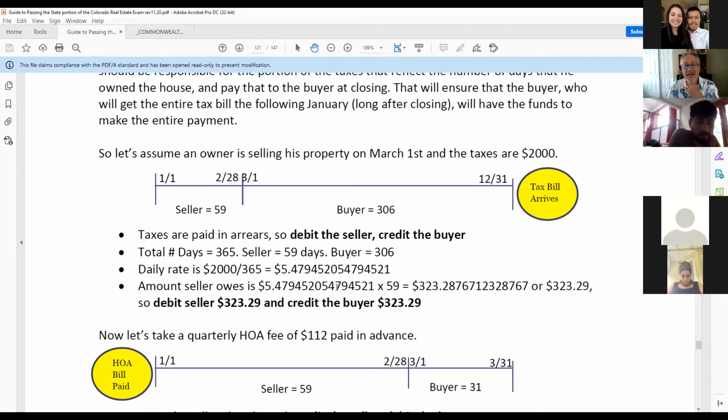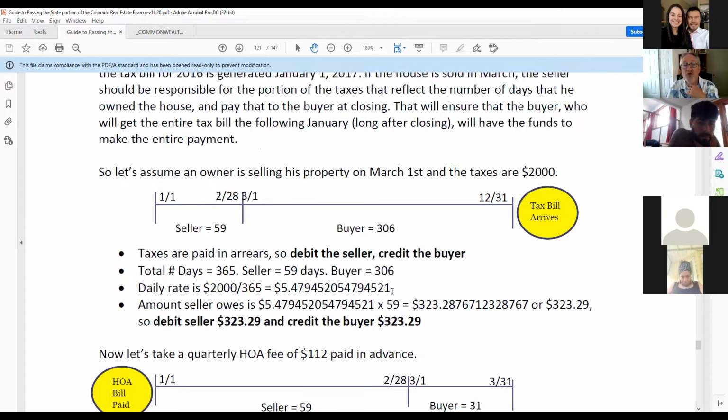Now you take that times the number of days that you're prorating. In this case, remember who owes who. You have to debit the seller, credit the buyer. Let me get this visual for you. We're closing here on the 1st of March. This entire tax bill comes due next year. Was the buyer in the property for the entire year? No. They were in for the majority of the year, but not the entire year. The seller was in for part of the year.